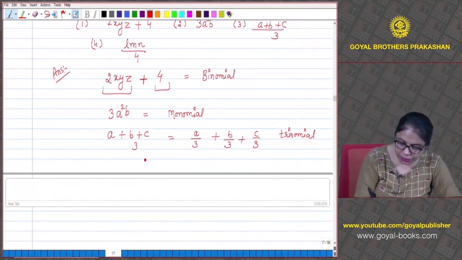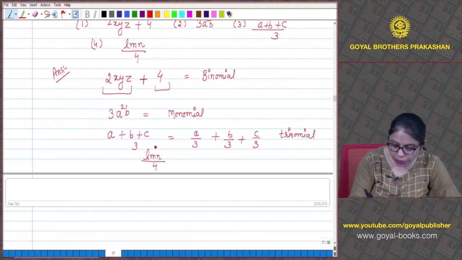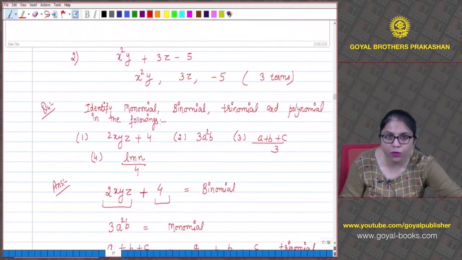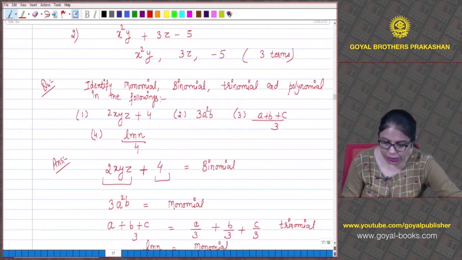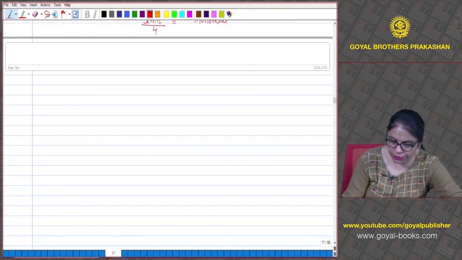Now see the last case, lmn by 4. There is no sign of plus or minus. So it means this is a single term. Single term means monomial. Clear? So these both questions relate to 7th standard. Now let's discuss the next question.